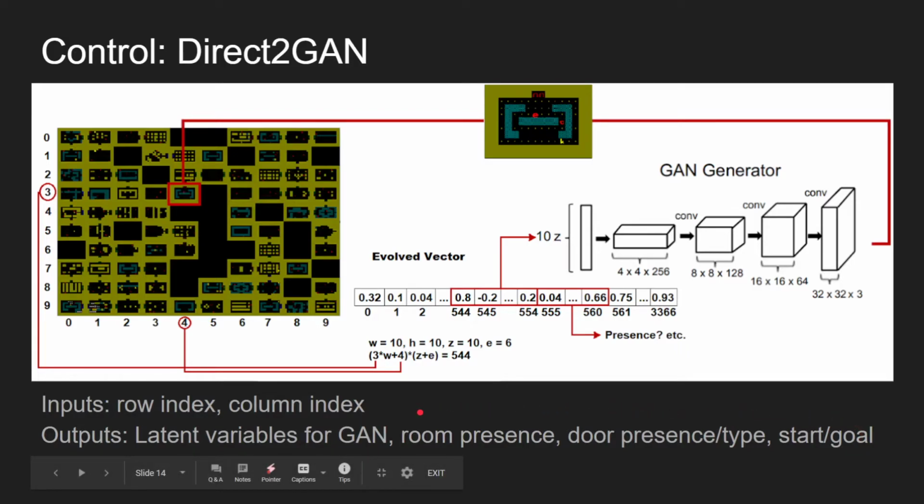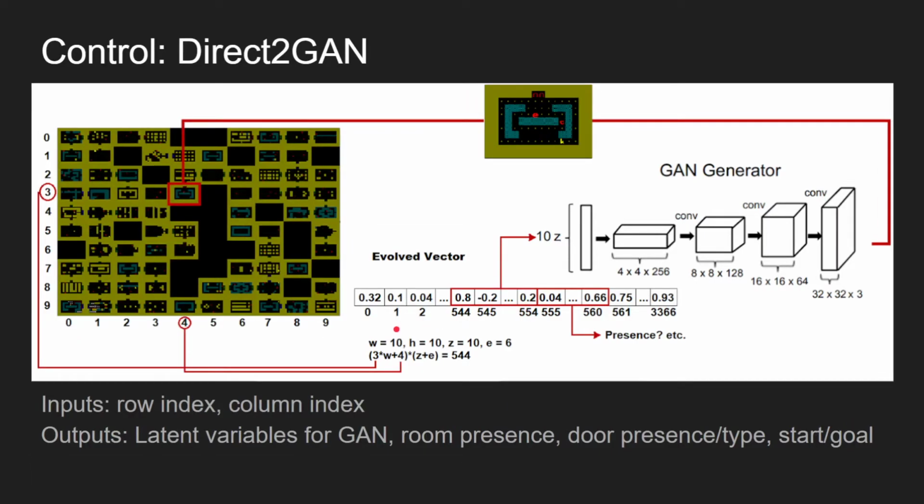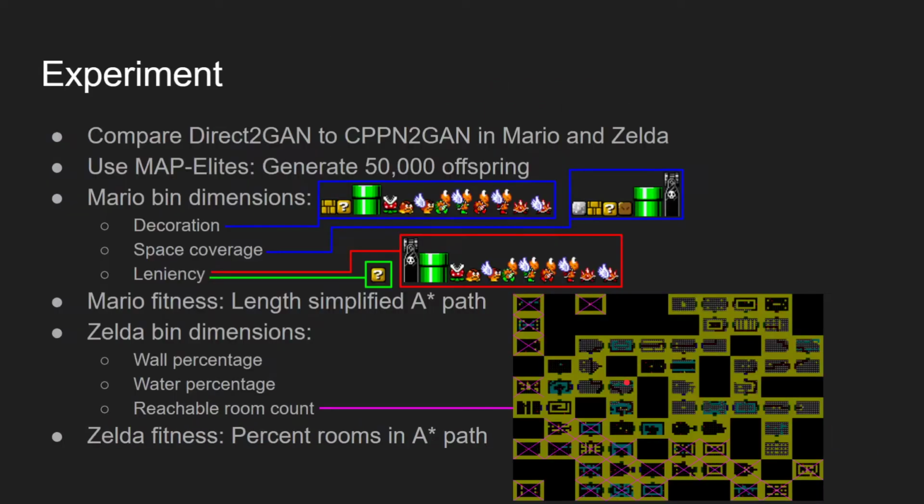I will say here that when doing both of these approaches with Mario, things are much simpler. Mario only has an X input coordinate because the levels just go from left to right. And with the evolved vectors in direct-to-GAN for Mario, we simply have groups of latent vectors corresponding to each chunk of the Mario level segment. There are no auxiliary variables for Mario.